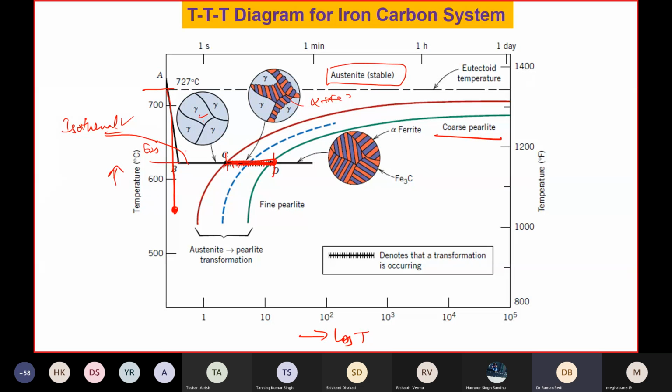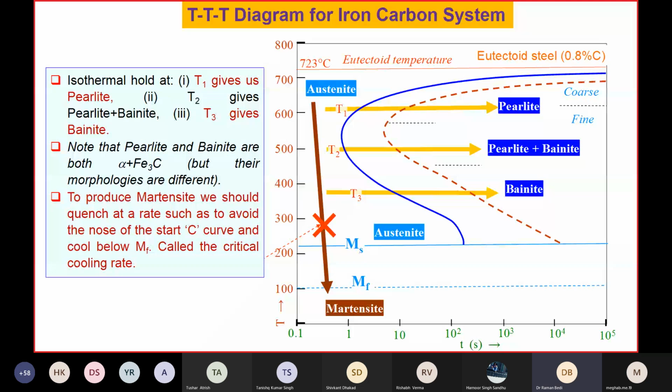You may cool it up to here and then hold it isothermally. Then it will pass through this curve. It will take some time for the transformation to be complete, and I may still get pearlite. It may be fine pearlite now because you have a cooling rate which is faster than in the first case. It is coarse in the first case because the growth is dominating. That is why the grain size happens to be coarser. Okay, so when you talk about the TTT diagram for your iron carbon system, this is what is observed.